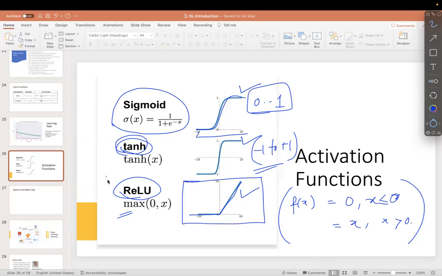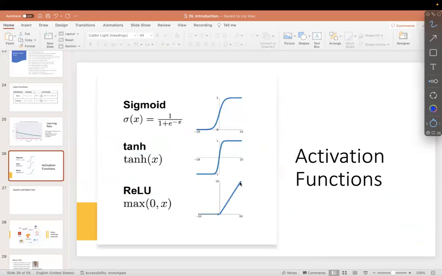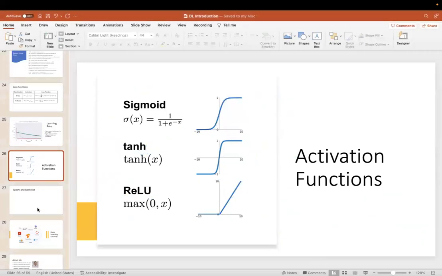Of course, it has its own variations also called leaky ReLU and all that, but this is most widely used primarily because of the gradient. Okay, so the constant learning. We'll have to learn some of the advanced concepts later, but these are the three primary functions that we use.